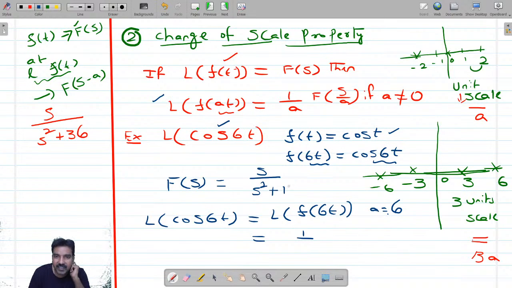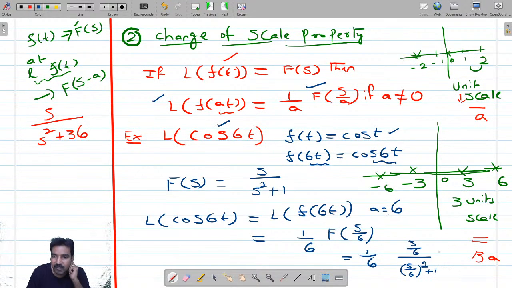So therefore I can write it as, I am going to apply this rule. So 1 by 6 into f of s by 6. So this is 1 by 6 into s by 6 divided by (s by 6) whole square plus 1. Now you simplify this, you will get s divided by s square plus 36. I hope this point is clear.